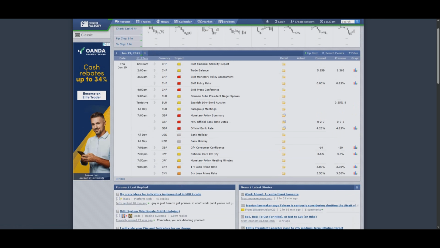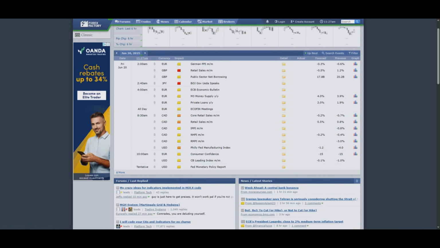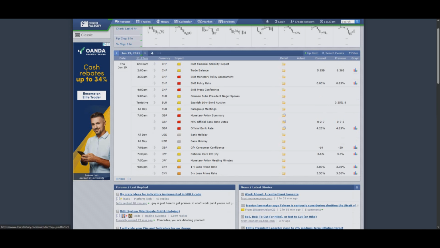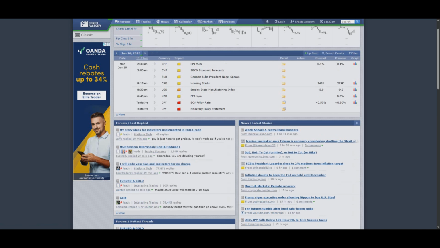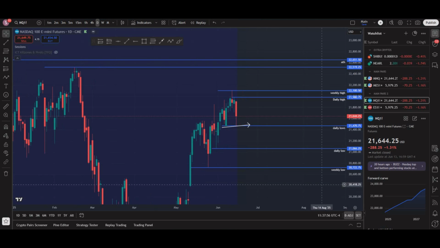Thursday's a USD bank holiday, so nothing there. And then Friday we have Philly Fed Manufacturing Index, so Friday should be good to trade. So again, Friday looks good. Thursday we got that bank holiday. Wednesday I would avoid, and then Tuesday and Monday should be pretty good to go. Other than that, should be a pretty good week of trading. So we'll see what happens.